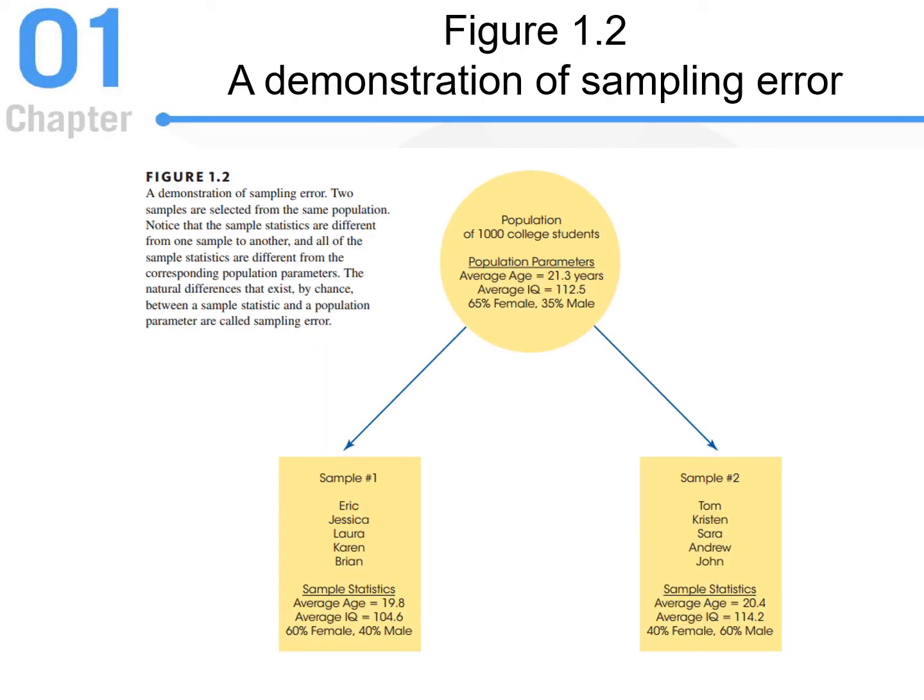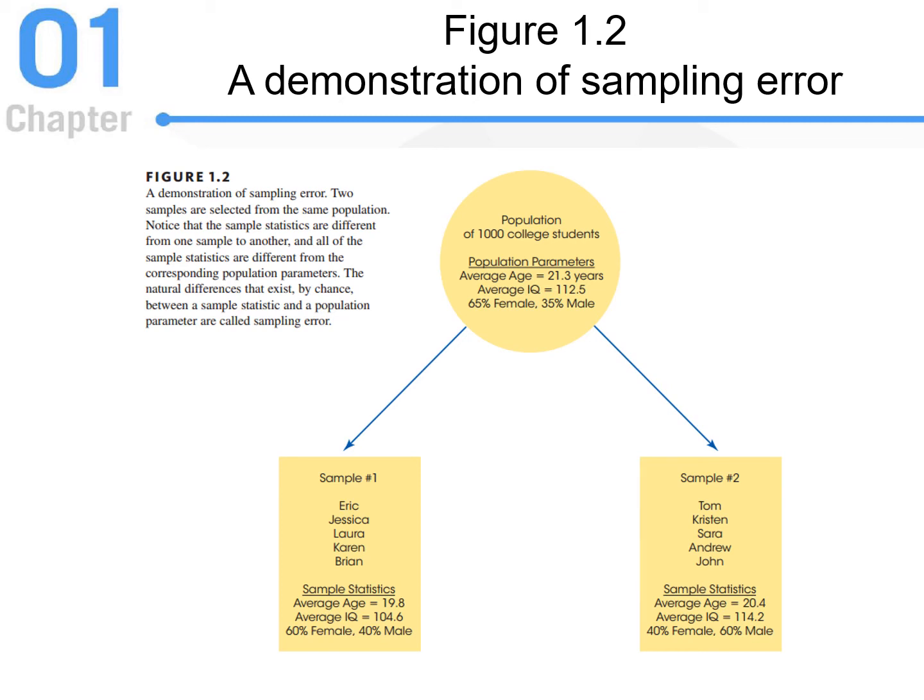Here's a picture demonstrating sampling error. So the population is 1,000 college students. The mean of the population in terms of age is 21.3. Now, if they take a sample of 5 people, now that's a really small sample. You wouldn't want to do that. But if they only have 5 people in the sample, look at the age of these 5 people. It's 19.8. So the mean age of the sample, the statistic, is different than the parameter, which is the mean age in the population of 21.3. So it's 19.8 versus 21.3.